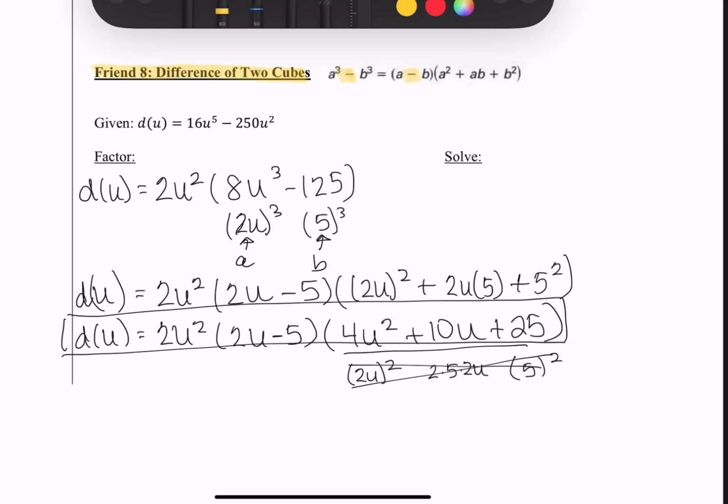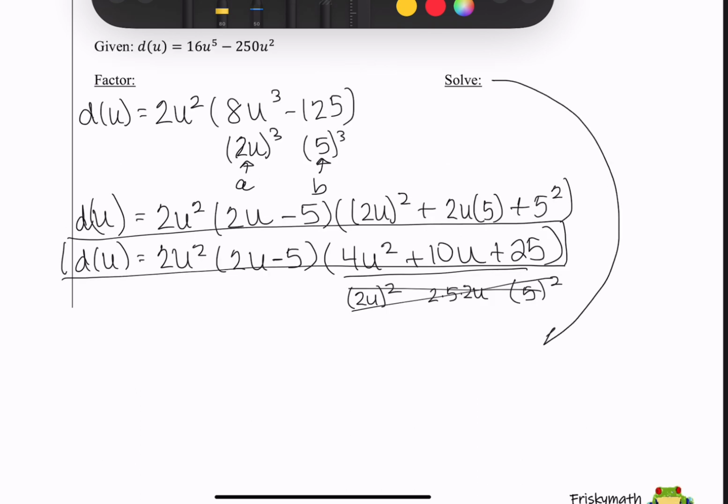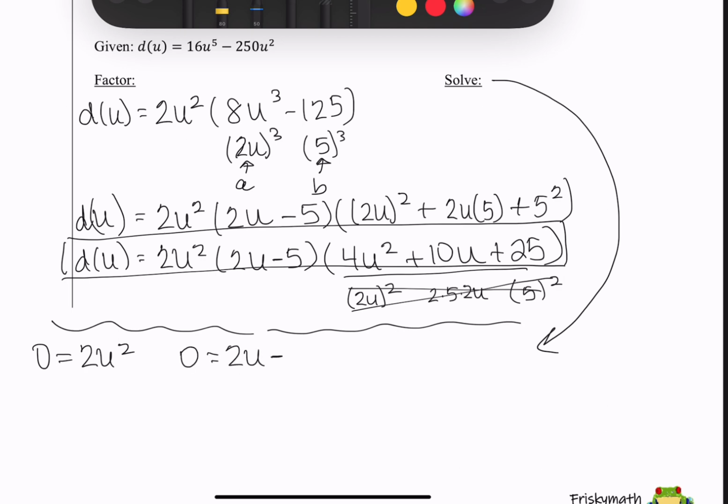Always good to go a step further and just double check. I'm going to come down here and solve it. Give myself a line here. And I'm going to skip the step of plugging 0 in for d of u and rewriting the whole thing. I'm just going to set every single factor here equal to 0. So 0 equals 2u squared, 0 equals 2u minus 5, and 0 equals 4u squared plus 10u plus 25.